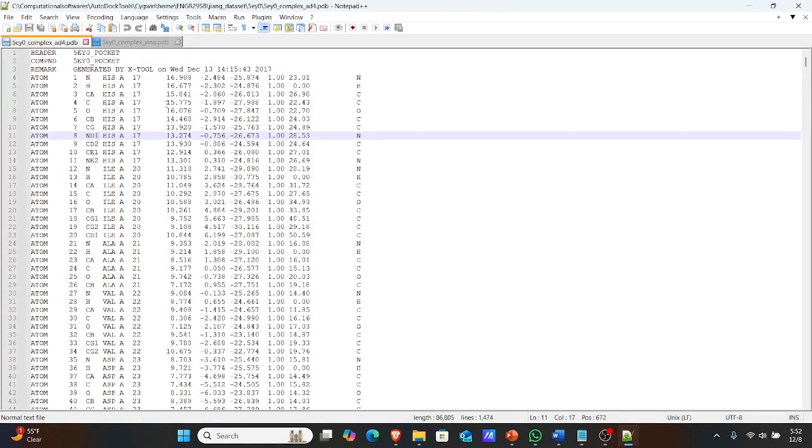Here I have the two output files opened up for the protein ligand complex, for the Autodock4 results and the Vina results. First, I'll be looking at the Autodock4 results. In the first line here, what we're looking at is the receptor name, the 5EY0 pocket. So we're looking at just the pocket site area of the receptor, as that is the area that we docked.